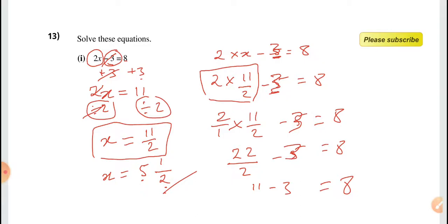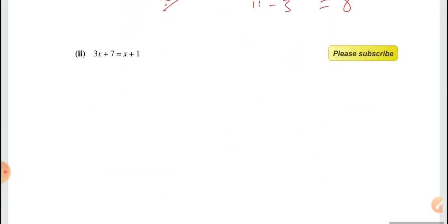Okay, moving on to the next bit of the question. We're to solve the equation 3x plus 7 is equal to x plus 1. Now this is slightly different from all the questions I've done before. We've got unknowns and numbers on both sides. So what we have to ask ourselves now is, on which side are there more x's? Is it on the left hand side or the right hand side? Obviously on the left hand side we've got 3x, and on the right hand side we've just got 1x.